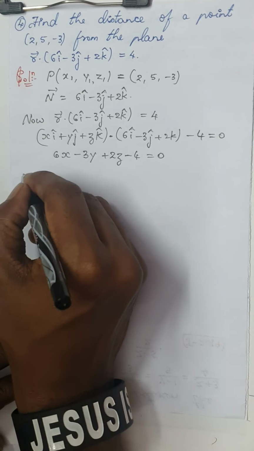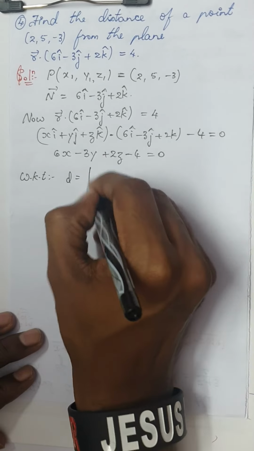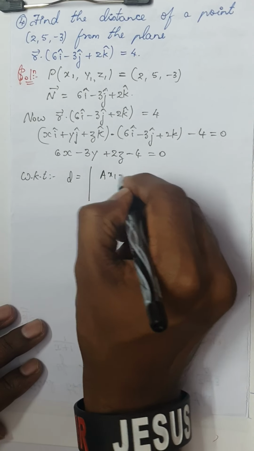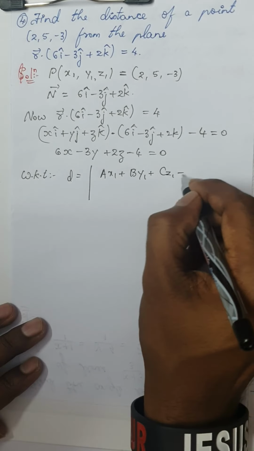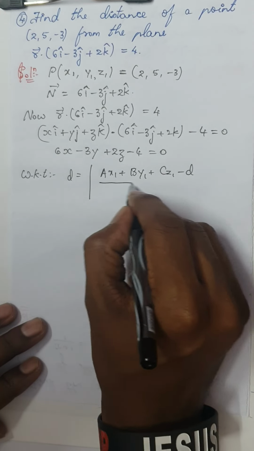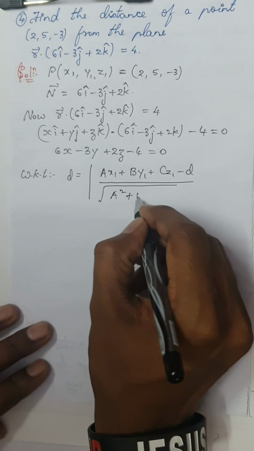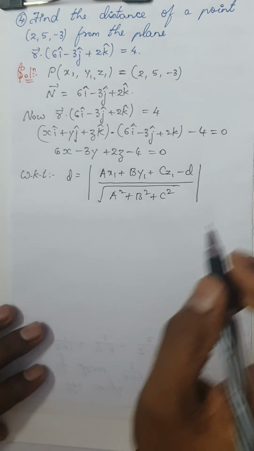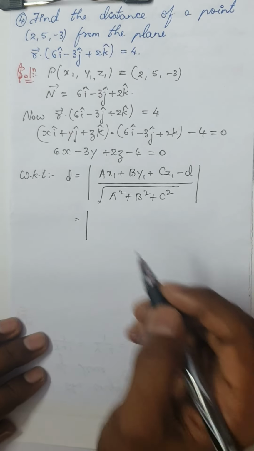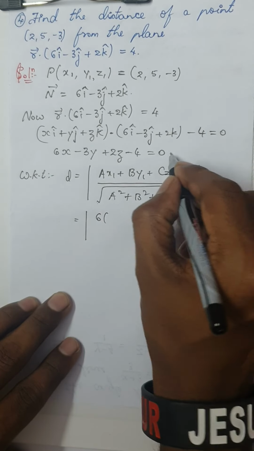Let me write the formula. We know that D is equal to modulus of Ax1 plus By1 plus Cz1 minus D divided by square root of A square plus B square plus C square. So I have taken down the formula. Next step is just to substitute. So it is 6 into, let me take it as equation 1.